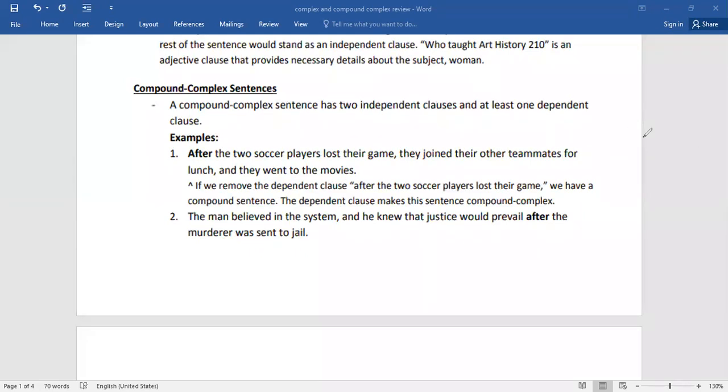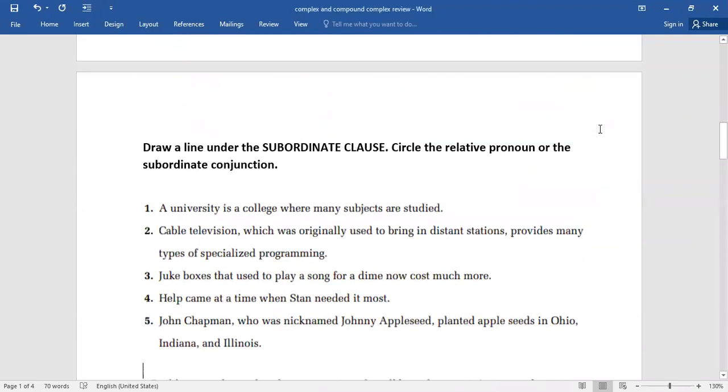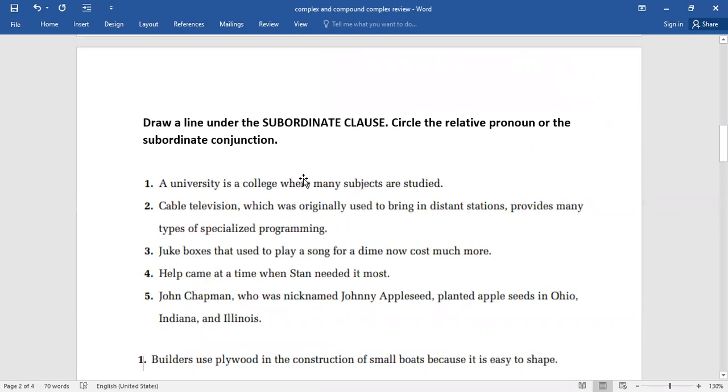All right, so now that we are all good with it, I'm going to practice with you. The first practice that I want to do with you is recognizing subordinate clauses. I want to make sure that you are able to recognize a subordinate clause very well. After you find your subordinate clause, I need you to tell me if it starts with a relative pronoun or with a subordinate conjunction.